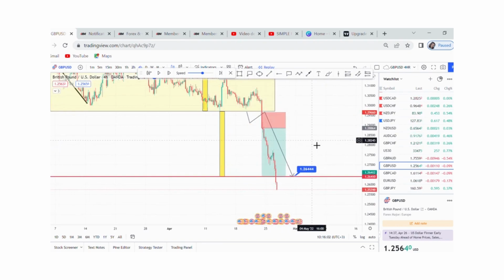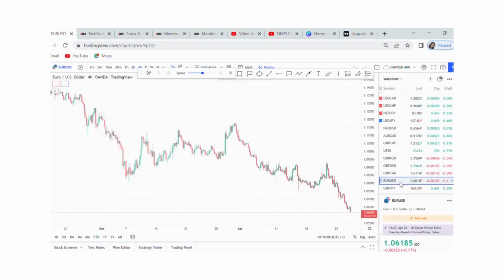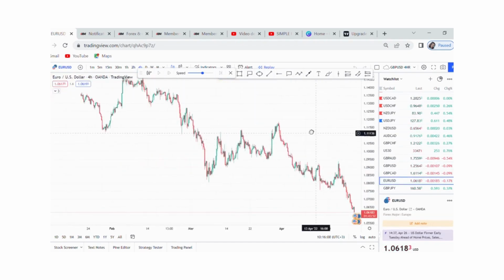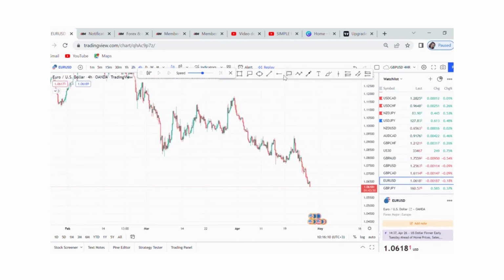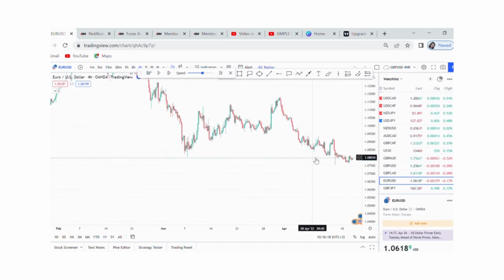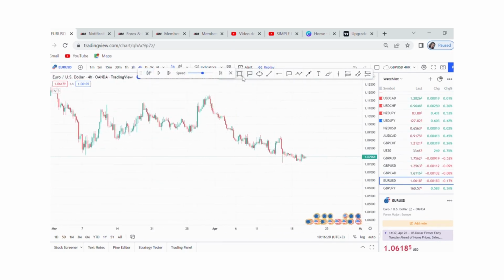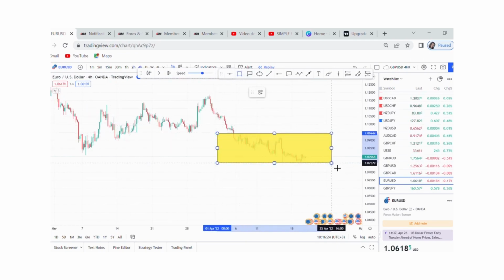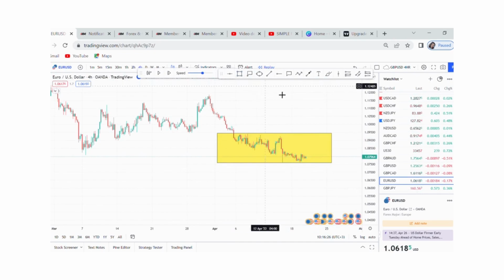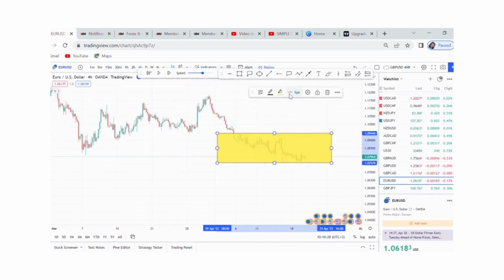Let me do the last one, Euro USD. You can see the market had created a channel. You can see the market was not moving from that level. We can see very, very clear that the market was unable to break that box.